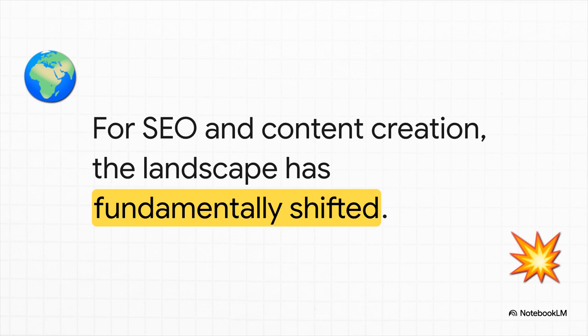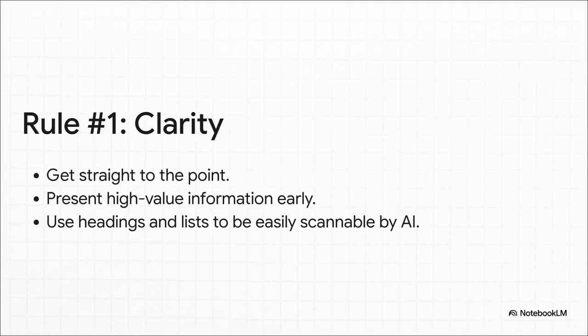All those old SEO playbooks, yeah, you might need to throw some pages out. So rule number 1, get clear and get structured. You've got to get straight to the point. Put your most important, high-value info right up front. And using things like headings and bullet points, that's not just for human readers anymore. The AI needs that structure to understand and scan your content easily.